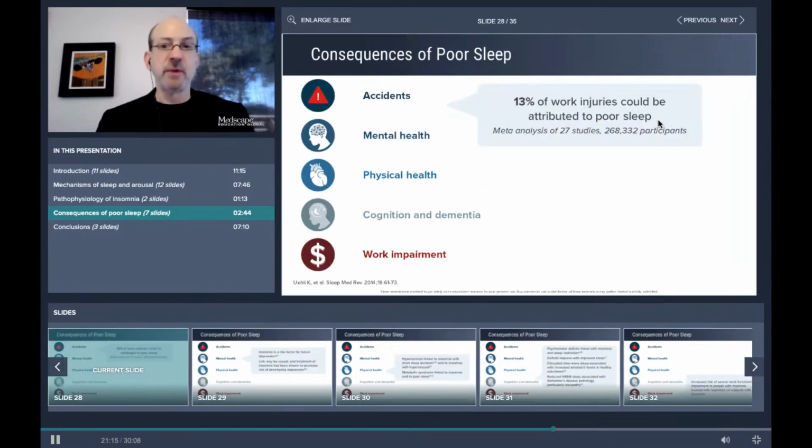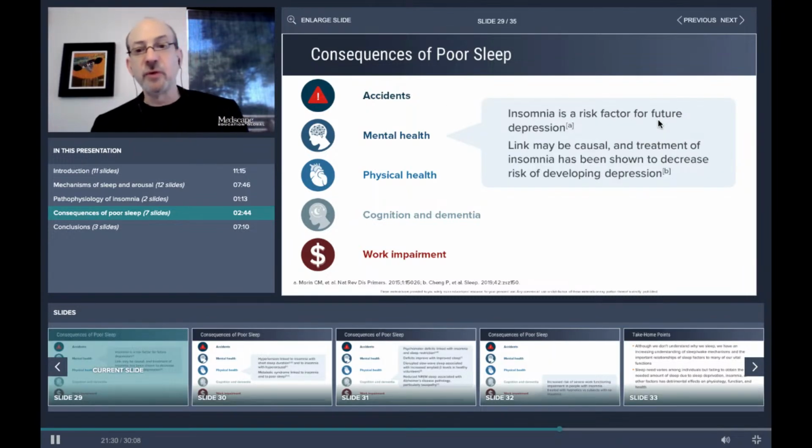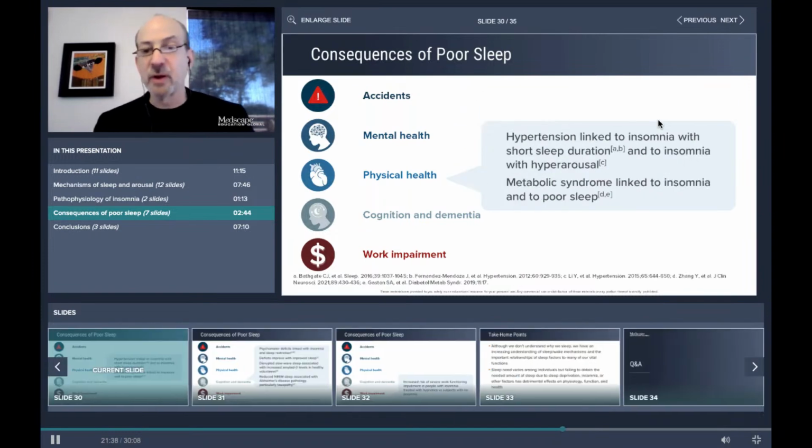What we see as a consequence of both disturbed sleep and sleep deprivation is an increase in accidents, including work injuries and automobile accidents. Insomnia is a strong predictor of future depression and other mental health problems, substance abuse among them. And hypertension is associated with insomnia, along with metabolic syndrome, particularly among those who are short sleepers based on the polysomnogram. But it's not that automatically people who have insomnia get this. This is a correlative finding, as all of you know.